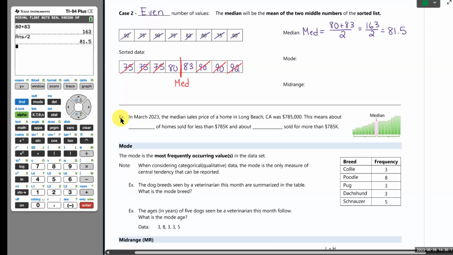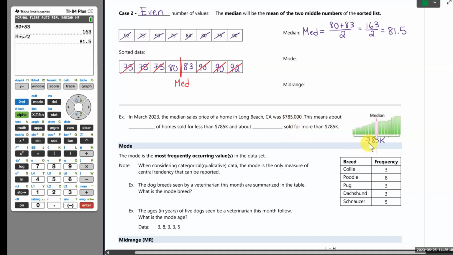In March 2023, I looked up the median sales price of a home in Long Beach, and the median sales price was $785,000. If I had all the data on home prices, with the low home prices and the higher home prices, the median here, I'll just abbreviate that 785K for $785,000.